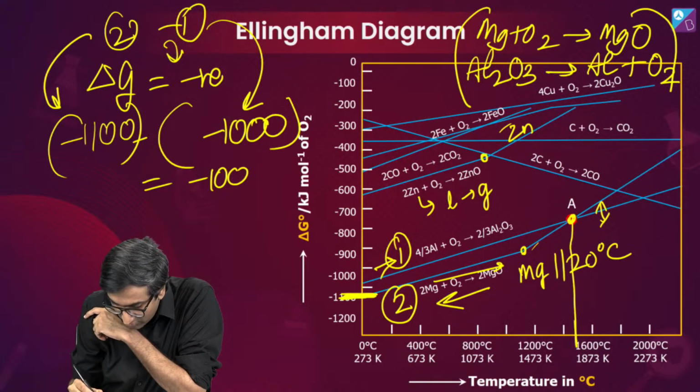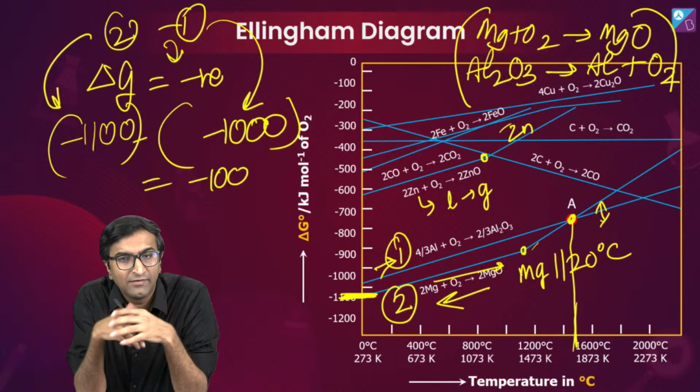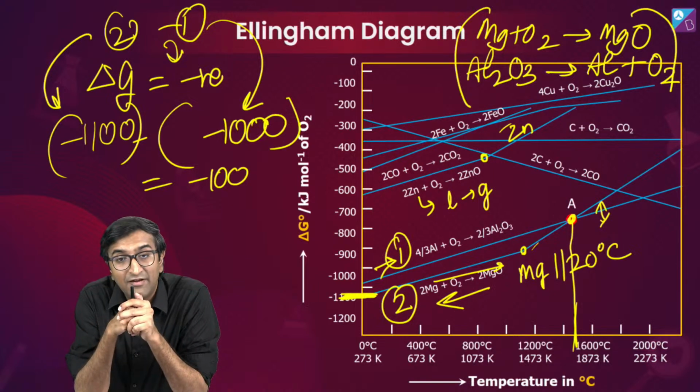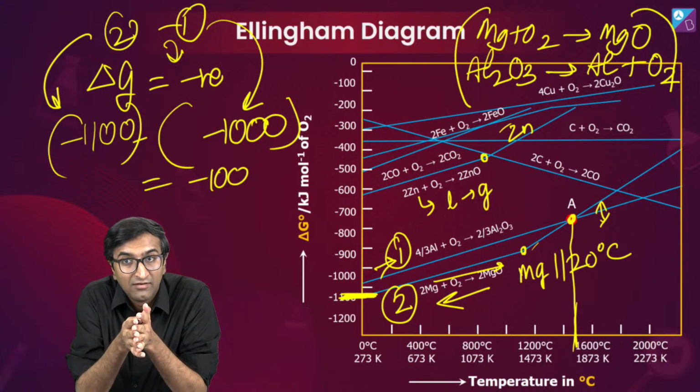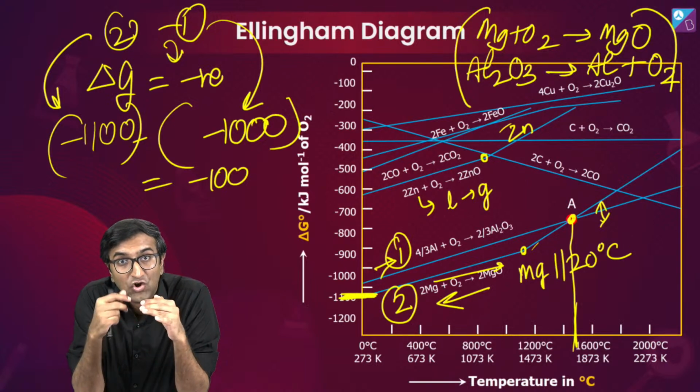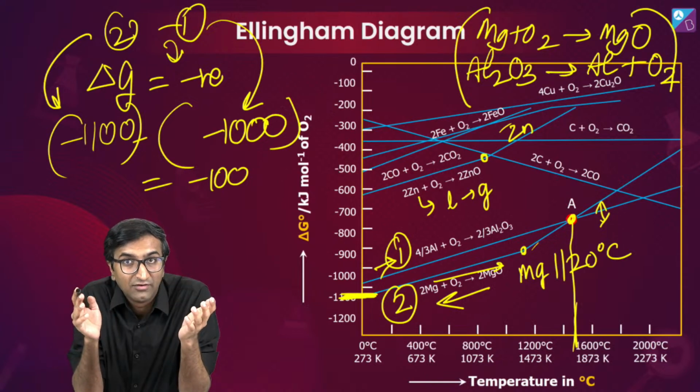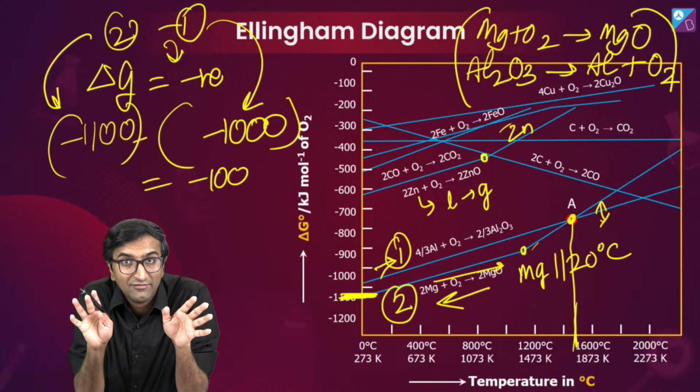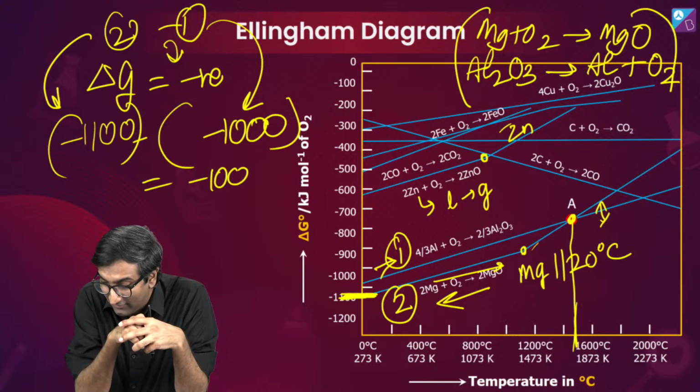If I take it down, something like 1500 degrees के आसपास, या so around 1500 degrees magnesium can reduce alumina. So any metal that is lower than the other metal on this Ellingham diagram can reduce. Is this okay? That's the main takeaway over here.